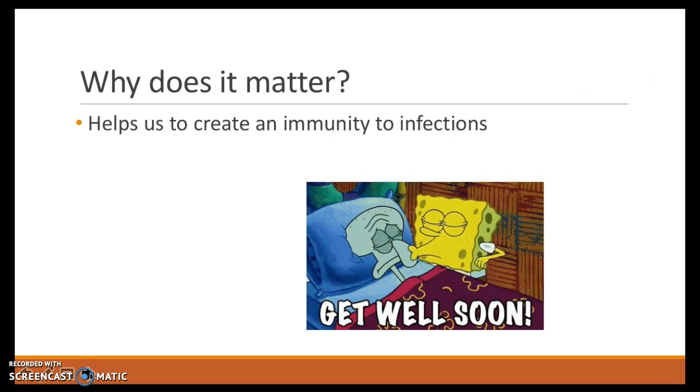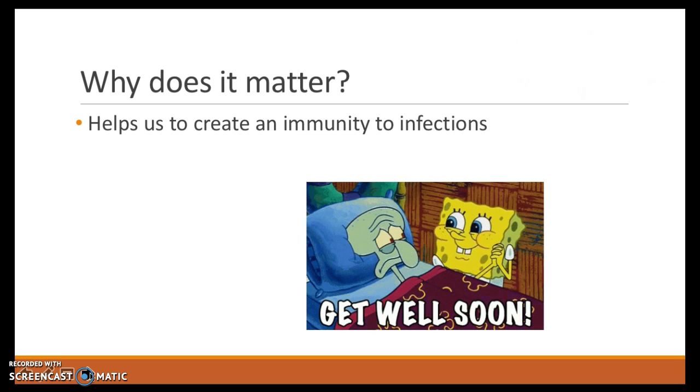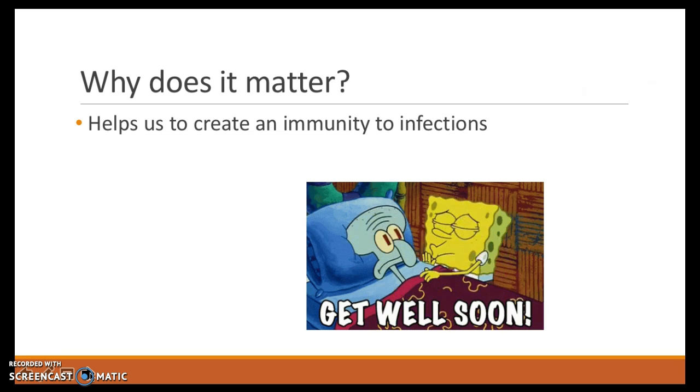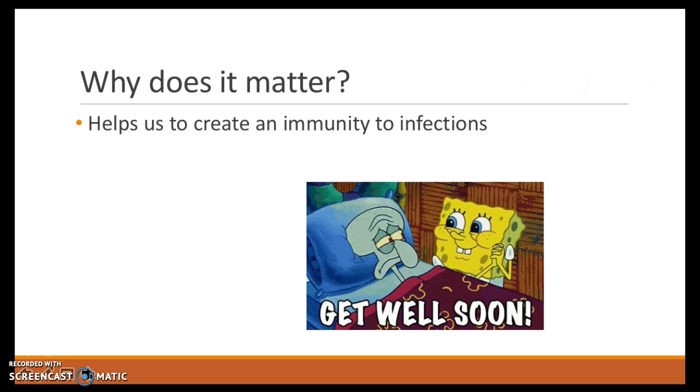So why does this matter? Your lymphatic system and immune system helps to destroy any foreign cells, bacteria, and viruses that may invade your body, disrupting homeostasis, without which we would be sick often and not live very long. So thank goodness for your lymphatic and immune system.